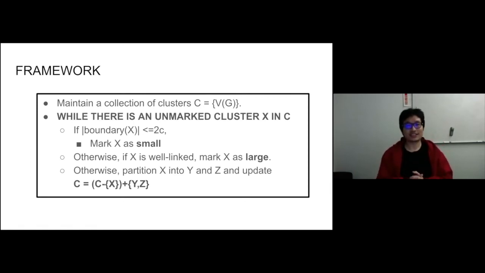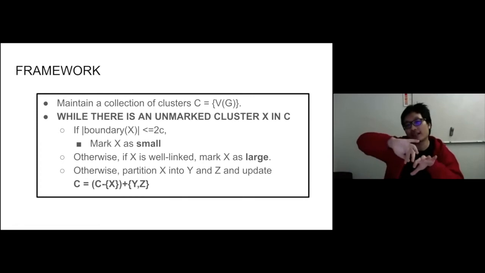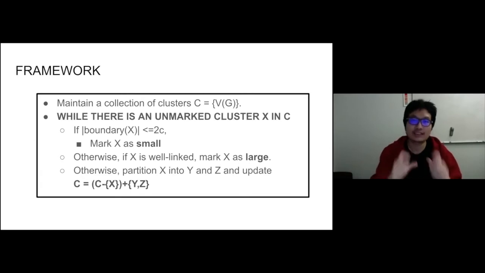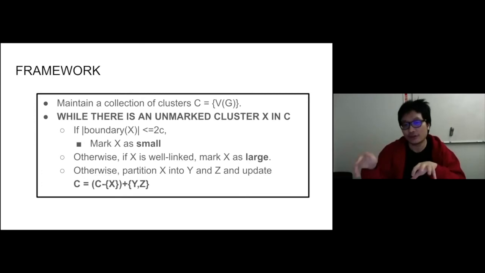Okay, so here is how our algorithm works. Initially we start with one cluster that contains all the vertices in G, and recall that the terminals are pulled out: they are the degree 1 vertices placed outside of this cluster. The algorithm works as follows. First, I have one cluster that is unmarked. Whenever I have an unmarked cluster, I look at the size of its boundary, the edges that go outside of the cluster. If the boundary is smaller than 2C, then I will mark this cluster as small.